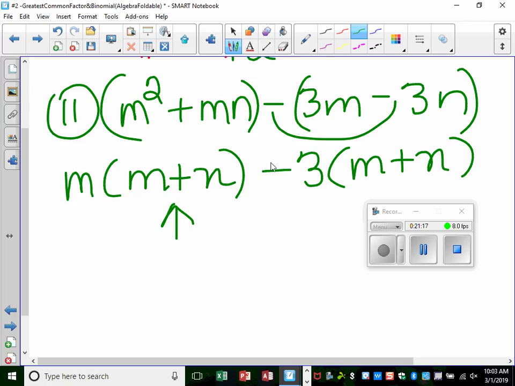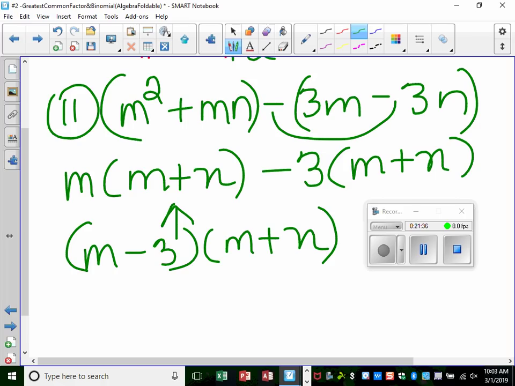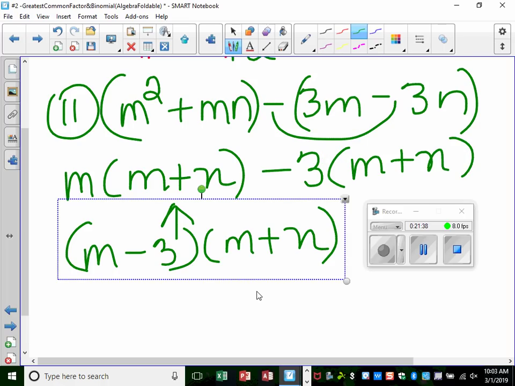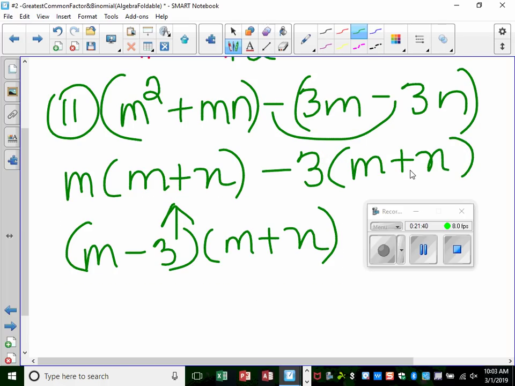So we've done a lot of examples with plus signs in the middle. Be very careful when there's a minus, okay? Because the minus then changes the sign inside, all right? So just be very careful, all right? So let me finish. So then I'll just have m minus 3 times the m plus n. So I just want to point that out. The minus will change that sign that's inside of the parenthesis, okay? All right, great.